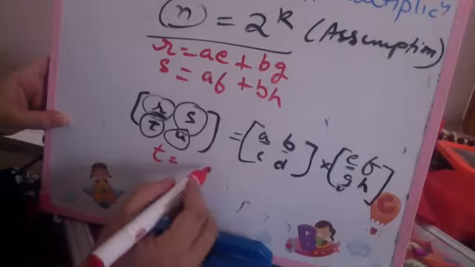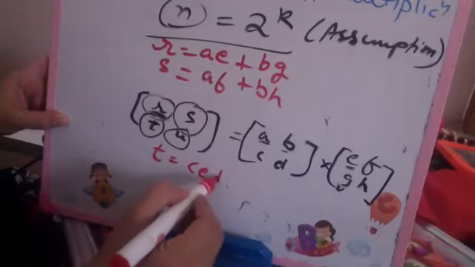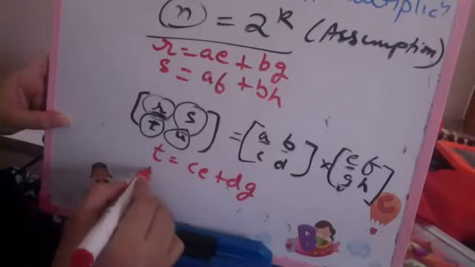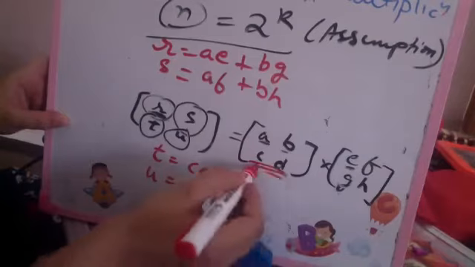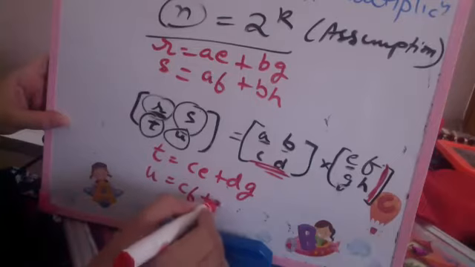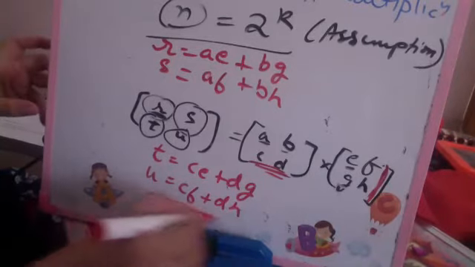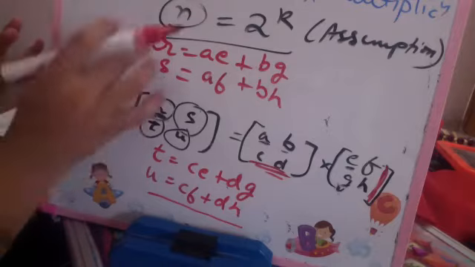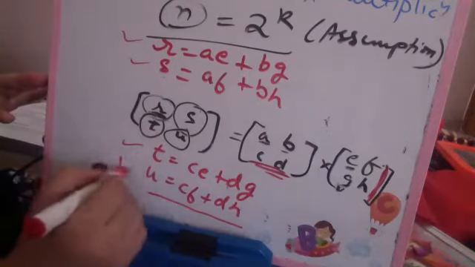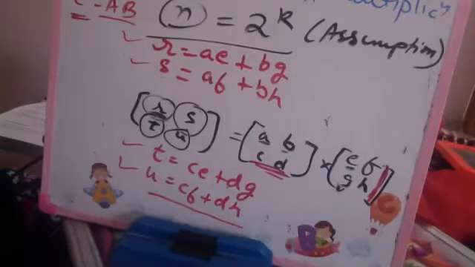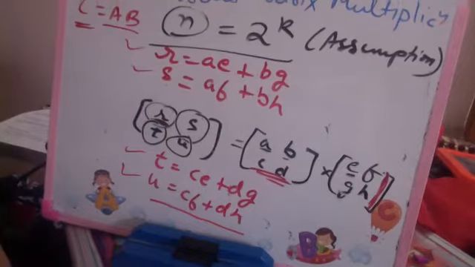T becomes CE plus DG, and U becomes this row multiplied by this column. U becomes CF plus DH. Is this clear to all? Yes, ma'am. So in case I'm able to find the answers for R, S, T and U, I will be able to find my matrix C which I want as a product of A cross B. I will be able to find this matrix.